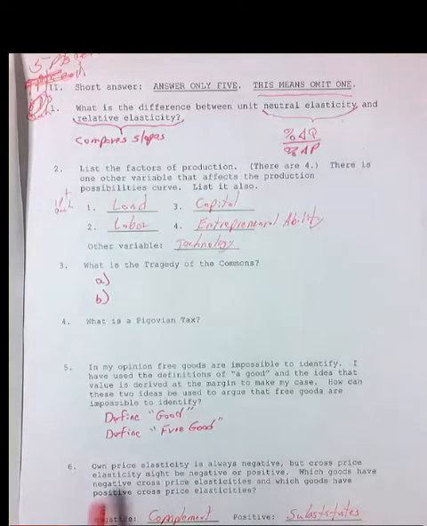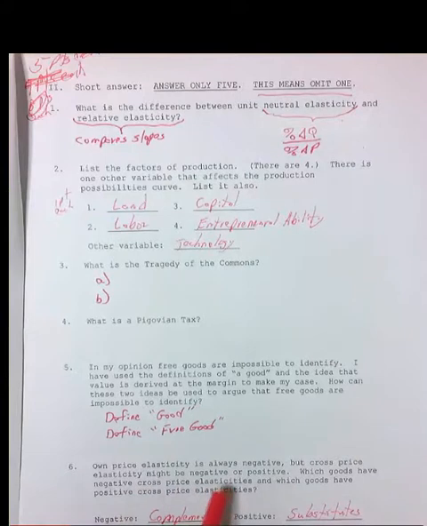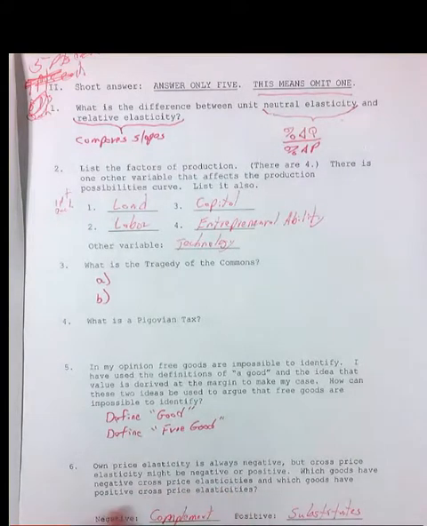Then own price elasticity is always negative, but cross price elasticity might be negative or positive. Which goods have negative cross price elasticities and which goods have positive ones? Okay, so cross price elasticity would be the percentage change in the sales of, say, good X divided by the percentage change in the price of some other good, say good Y.